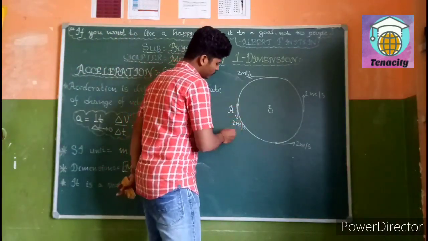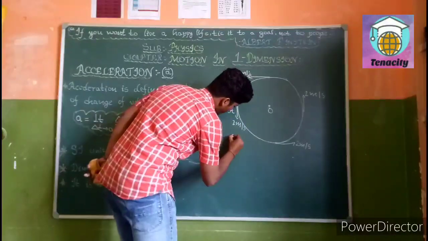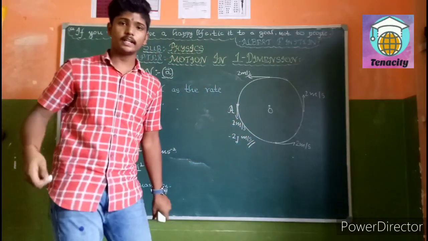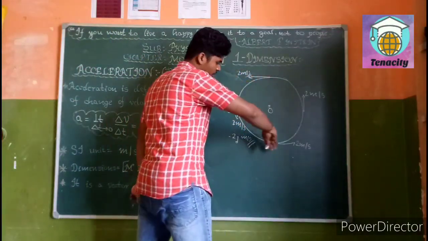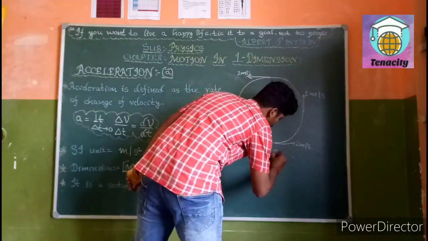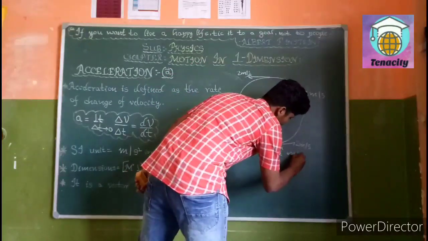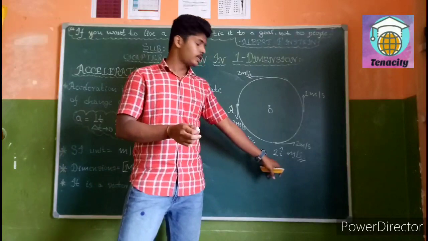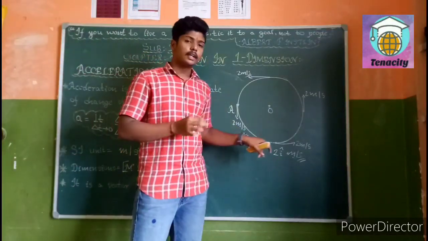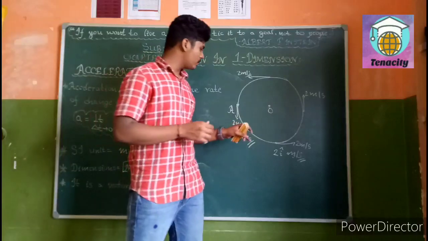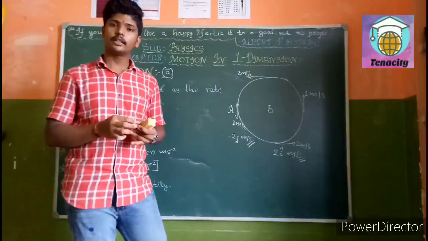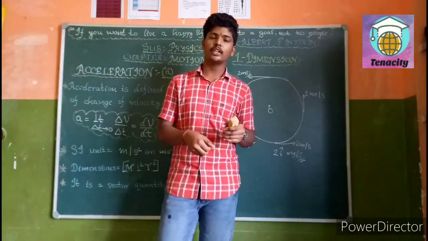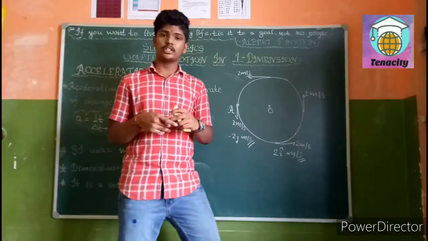So initially it is moving with minus 2 j cap meter per second. Now it has changed its velocity to 2 i cap meter per second. So now you are noticing that the velocity is getting changed, so this motion is said to be accelerated motion. Any circular motion is said to be accelerated, as the direction is getting changed.